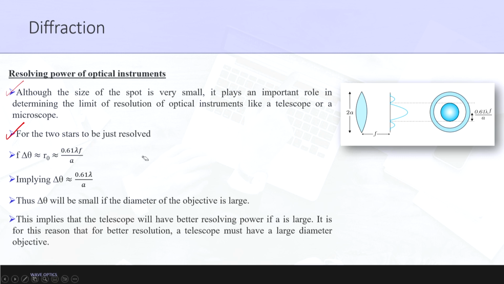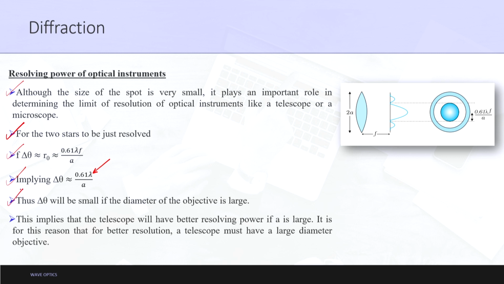We know the value of r naught, which is equal to 0.61 lambda f by a. Similarly, we can get delta theta. Cancelling delta f from both sides, we get delta theta approximately equal to 0.61 lambda by a. Thus delta theta will be small if the diameter of the objective is large, which is quite evident. These are all concepts of optics, so I am not going into details of these things. Thus delta theta will be small if the diameter of the objective is large.